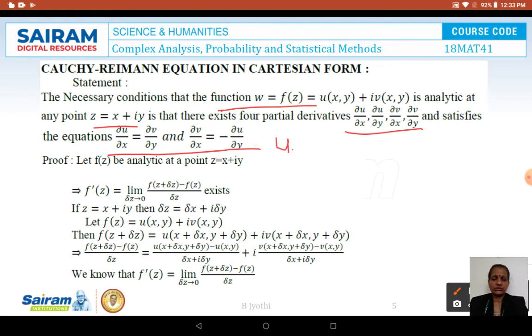In short, we can also write it as ux is equal to vy and vx is equal to minus uy. So let's see the proof of this. Let f of z be analytic at the point z equal to x plus iy, which implies f dash of z is the limit as delta z tends to 0 of f of z plus delta z minus f of z divided by delta z exists. That is, the derivative exists. If z equals x plus iy, then delta z will be delta x plus i delta y.